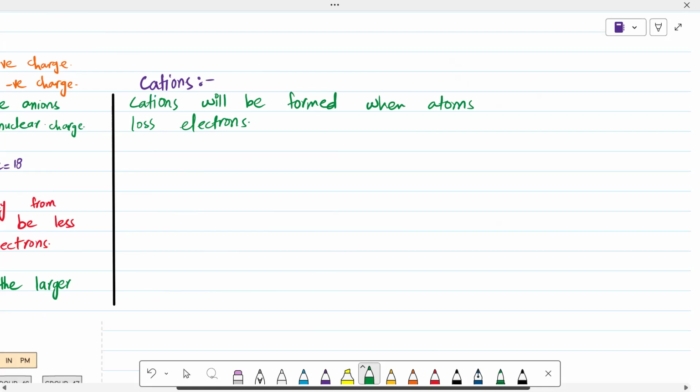What will happen with the nuclear charge? The nuclear pull will increase, or it will remain the same. Yeah, nuclear charge is the same. It will not change. The nuclear charge remains the same, but now there are fewer electrons.